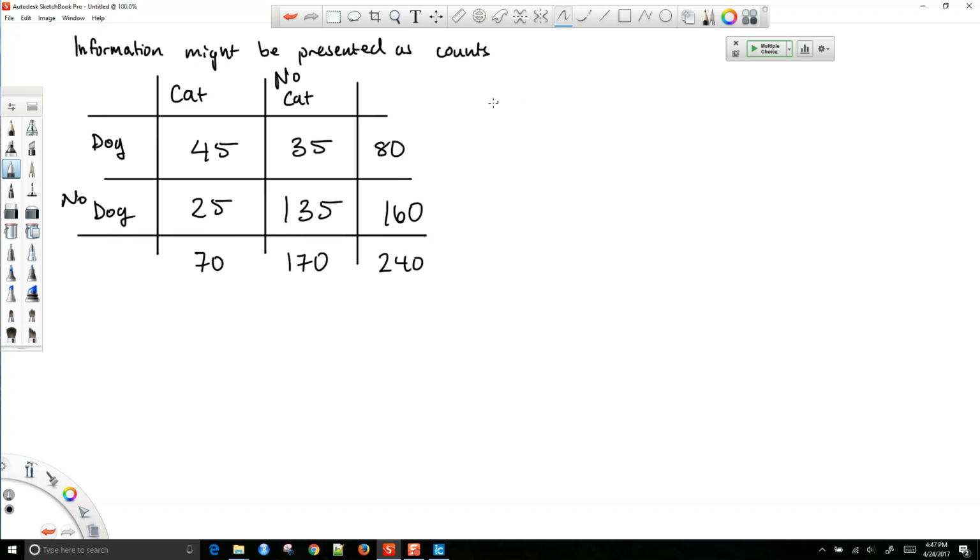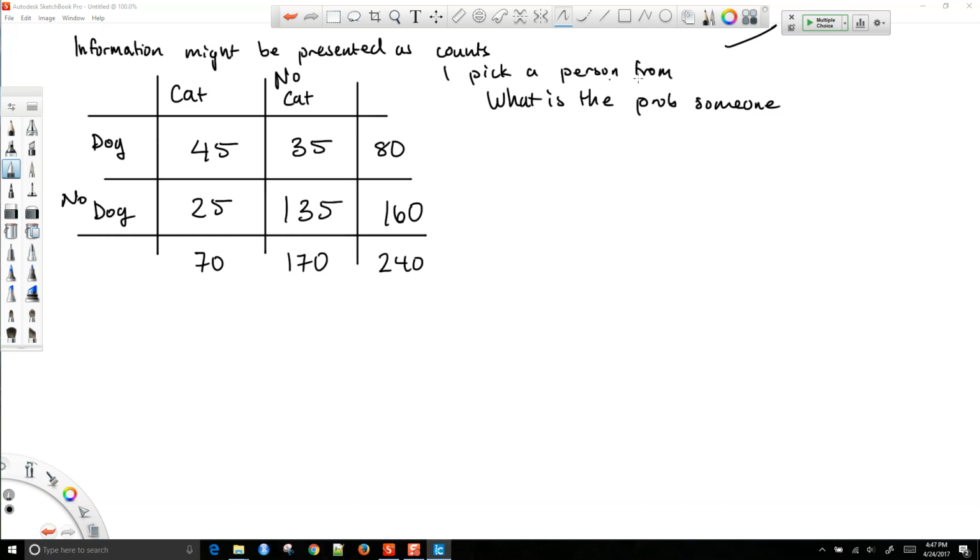Okay, and then we can ask, what is the probability someone has a cat? We'll say I pick a person from this table at random, meaning everybody at the table. What is the probability that someone has a cat? You would say, that's 70 divided by 240. So probability of cat is this.